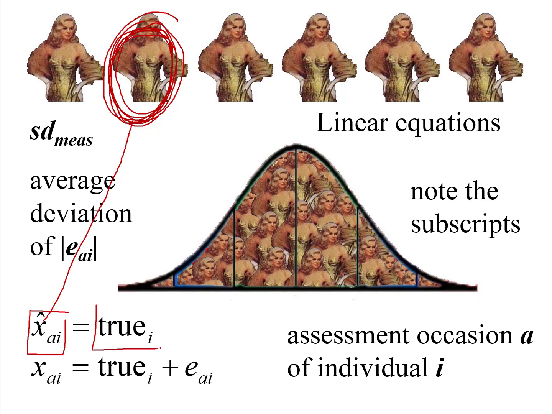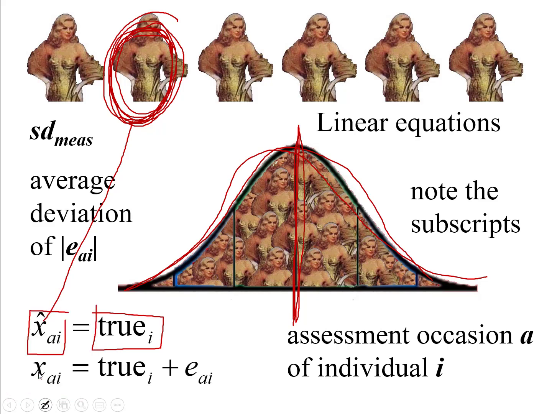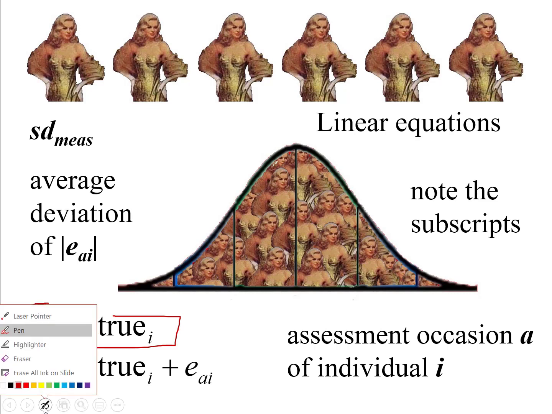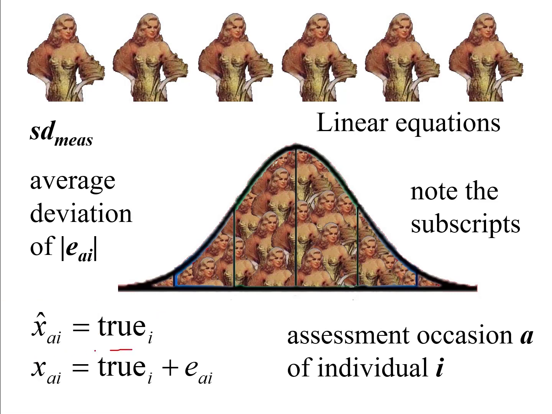I'm going to say the predicted score for that person, x hat, for assessment occasion A of individual I is equal to the true score of individual I. That's if I were to assess this person an infinite number of times and get this distribution over here, our distribution of measurement error, the midpoint of that distribution is that person's true score, the average of all those assessments. So the true score for individual I is what we would predict. That's what that equation is saying: the predicted score on variable x for assessment occasion A of individual I is equal to the true score for individual I.